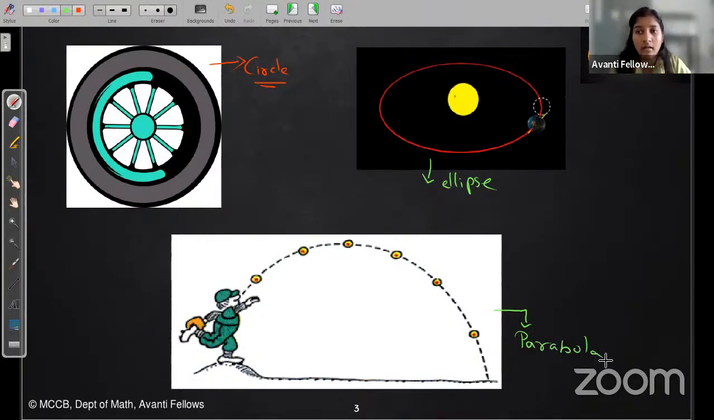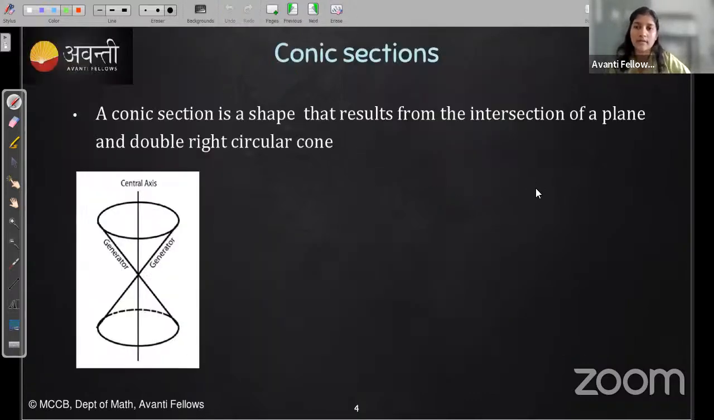See, in your day-to-day life around you itself, you can see so many shapes, right? Like circle, ellipse, parabola. Have you ever thought what actually these shapes are? How they are actually derived? Well, the answer to this question is conic section. These are the parts of the cone. So what are these conic sections? We'll see further.